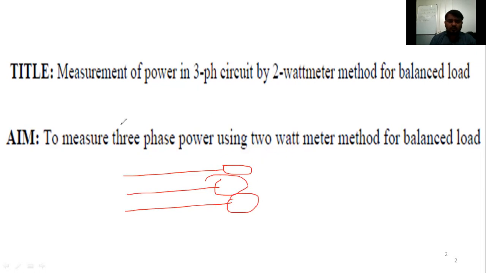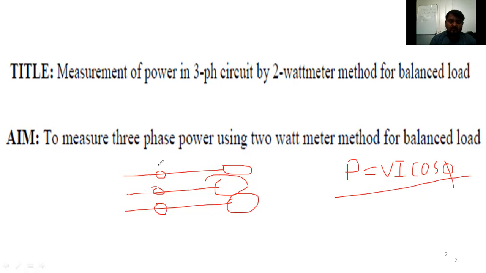So we know the formula for power. What is the formula for power? We know that one, VI cos phi is the actual formula. Single phase AC formula we are going to consider here. But for each phase, 1 wattmeter we have to connect to measure this phase power.